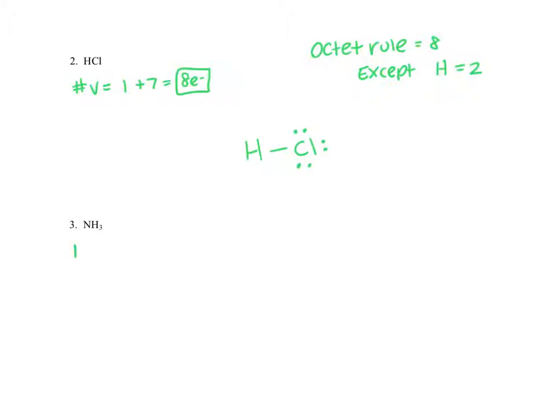Okay, same thing with number 3. We're going to start with number of valence. So we're going to start with N, which is going to be 5. And then we're going to do 3 times hydrogen, which is 1, the 3 because of the subscript. So we get, again, 8 total valence in the structure.